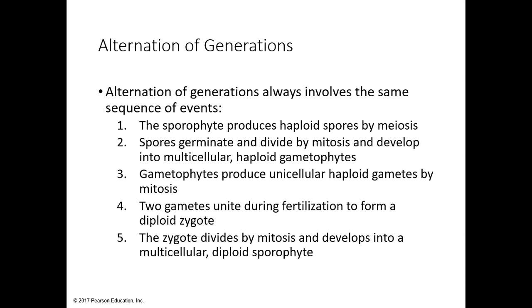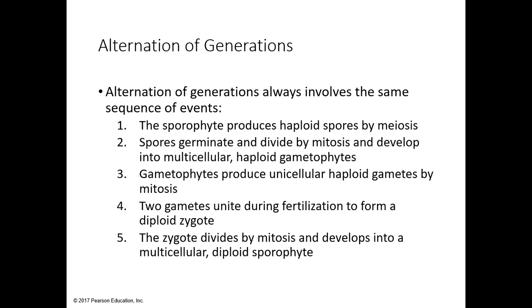So for all of these cycles we're going to look at, there's the same sequence of events. Okay, so you start with the sporophyte, probably the easiest thing to do, and the sporophyte produces haploid spores by meiosis. Okay, that's the first step. Spores then germinate and divide by mitosis and develop into a multicellular haploid gametophyte. Now that's bizarre. Again, this is like basically a sperm cell by itself or an egg cell by itself undergoing mitosis and just becoming giant. And that's essentially what happens here.